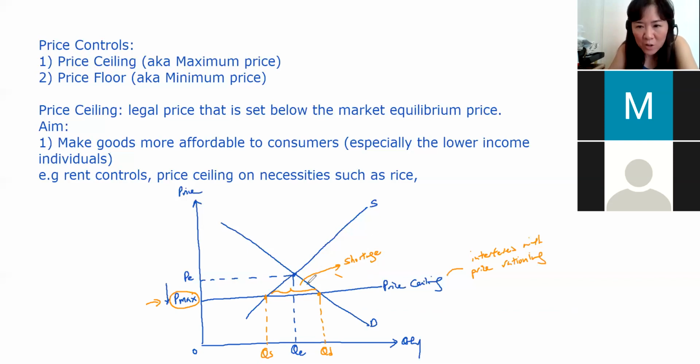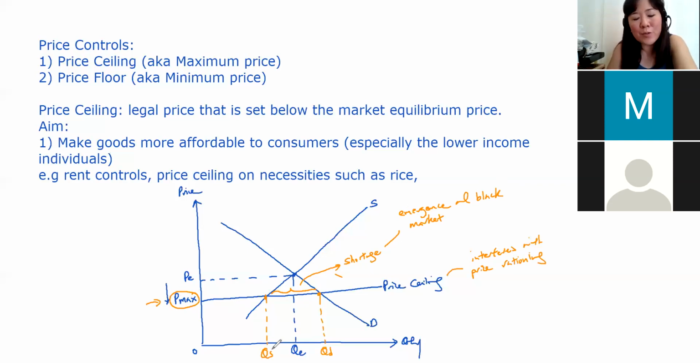Now, looking at the effects, when there's a shortage, it could actually lead to the emergence of a black market, where of course a black market is illegal. It works like this: at this Pmax price, there's only going to be QS quantity of goods made available in the market to be sold.